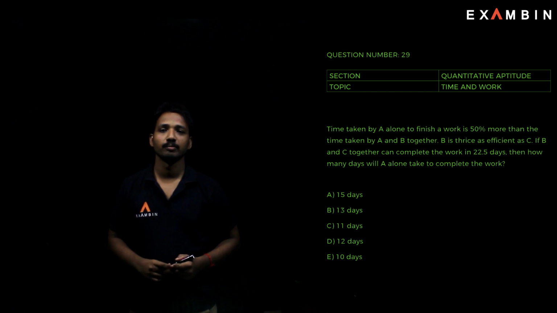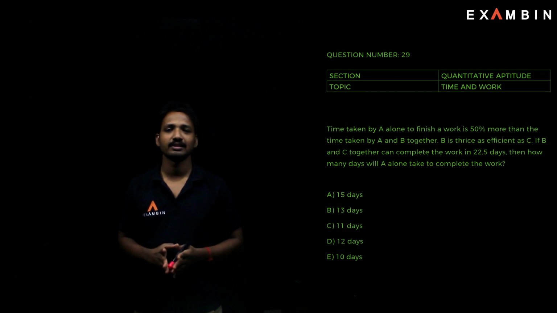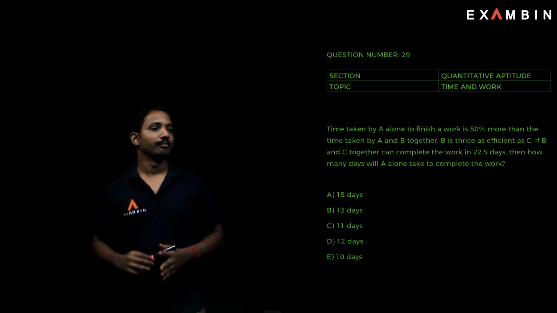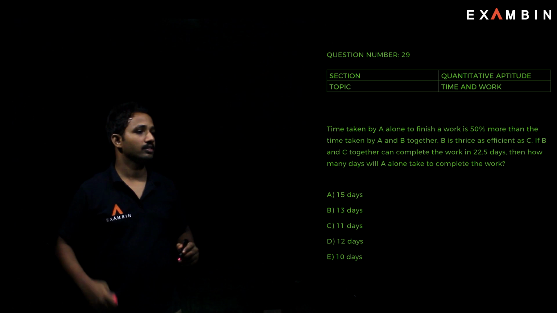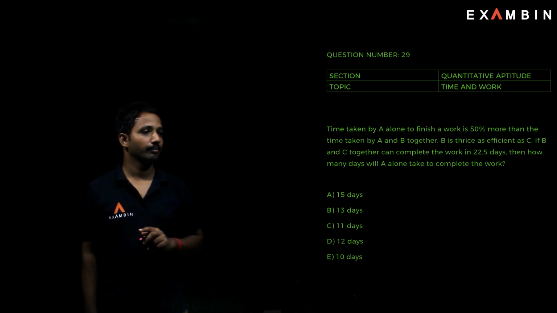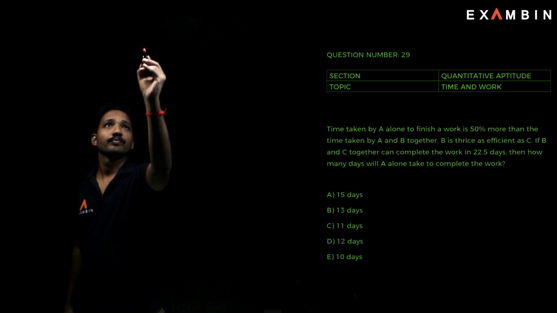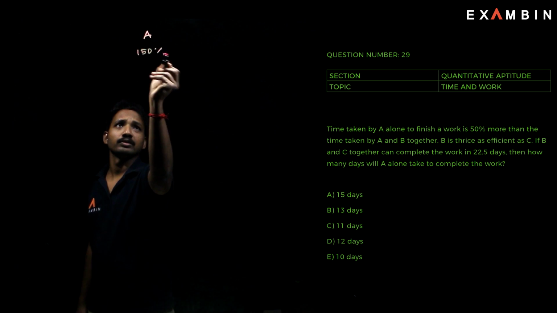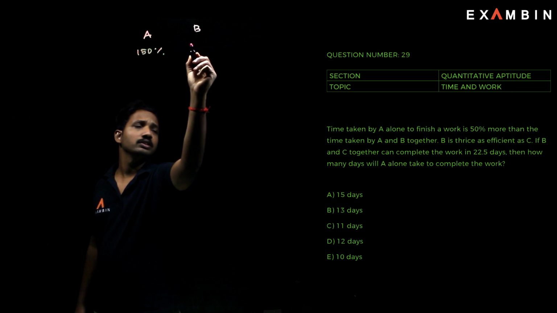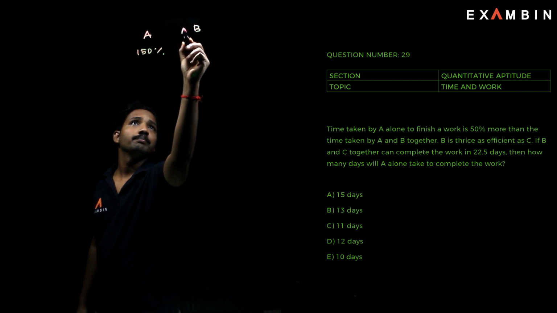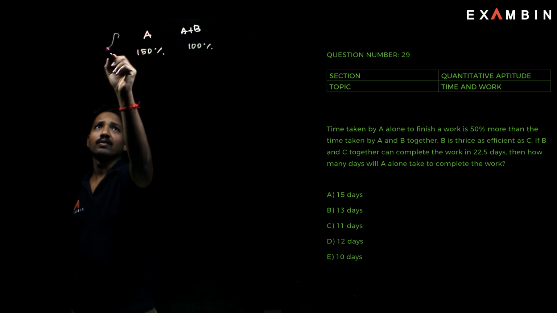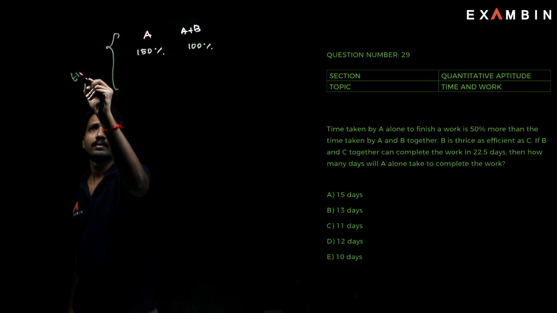Here is another problem asked in the SBI PO Prelims examination based on time and work. The question is, the time taken by A alone to finish a work is 50% more than the time taken by A and B together. So A alone is 150%, A plus B together is 100%. This is all for time taken.